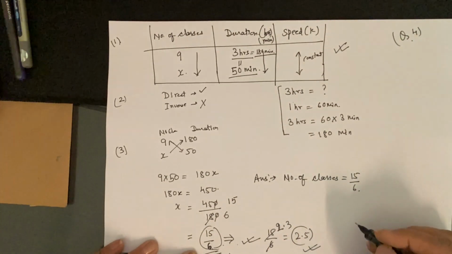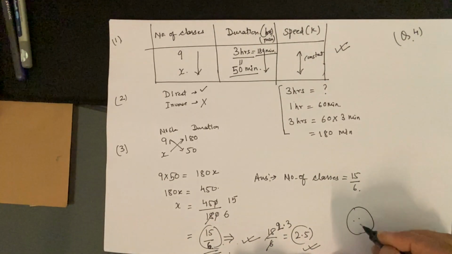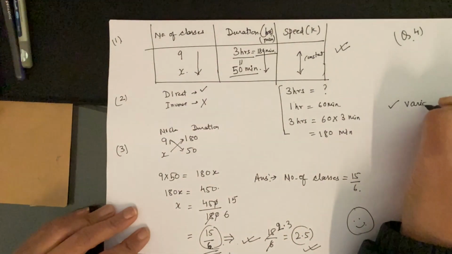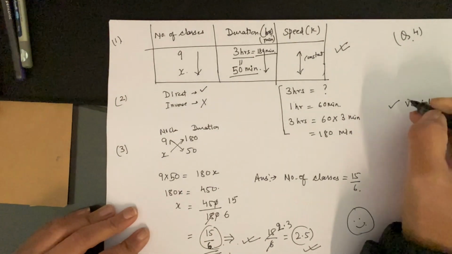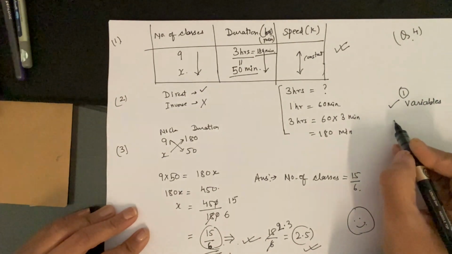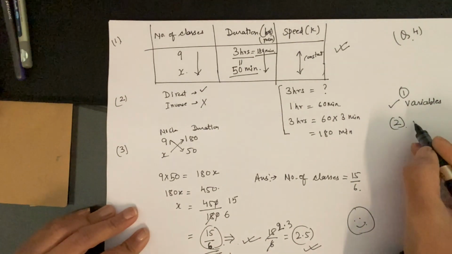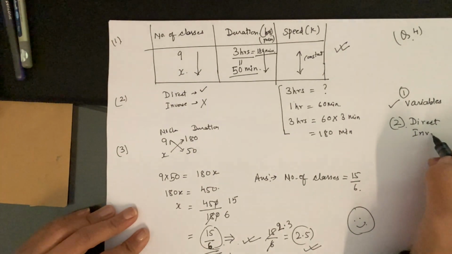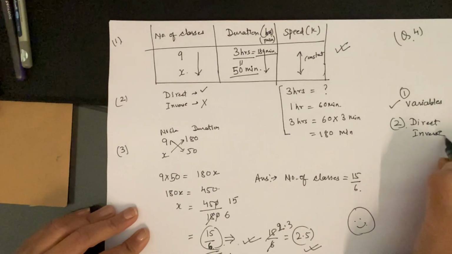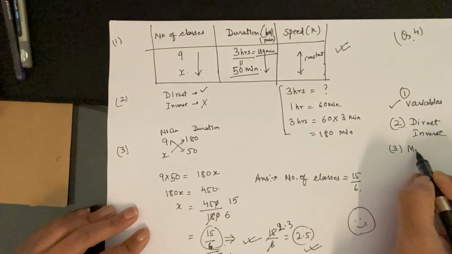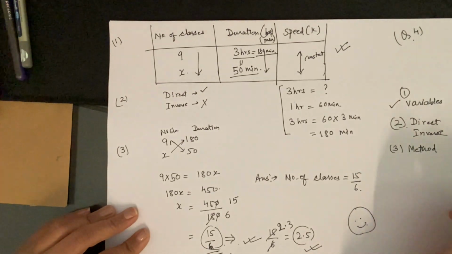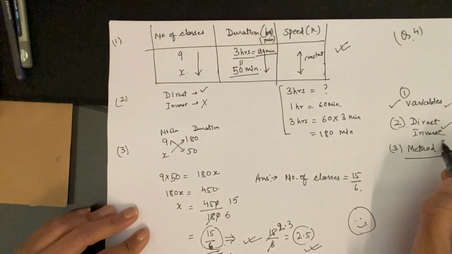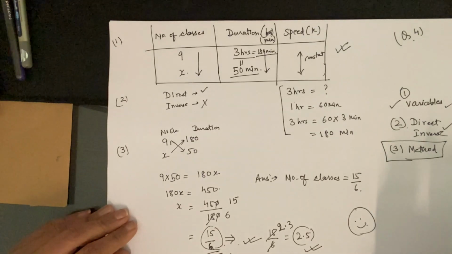Okay, so I hope you understood that first you are defining the variable. After reading the question carefully, you will define the variables. Then you will define if it is a direct proportion or an inverse proportion, and then you will apply the method. So if you are doing these two steps correctly, then this method will be a cakewalk.